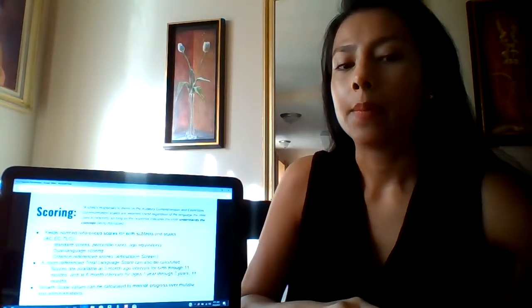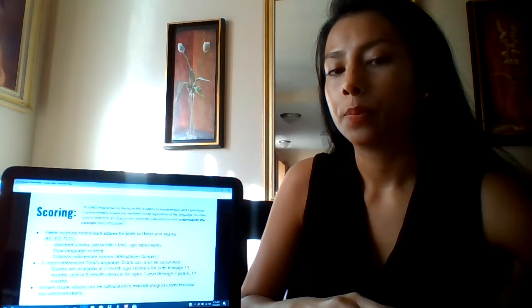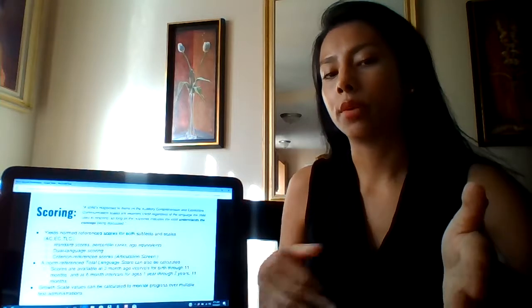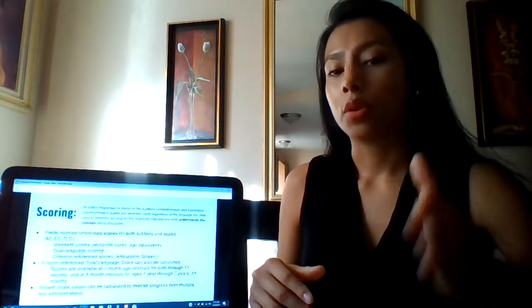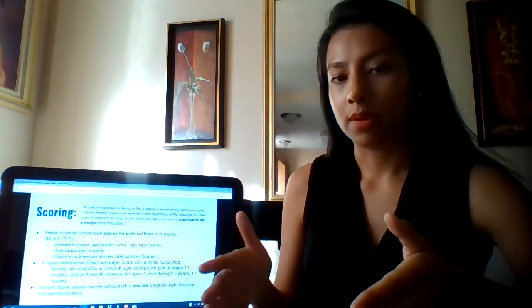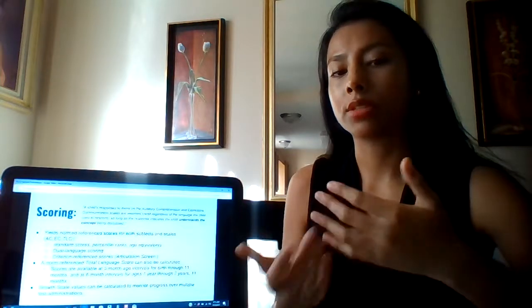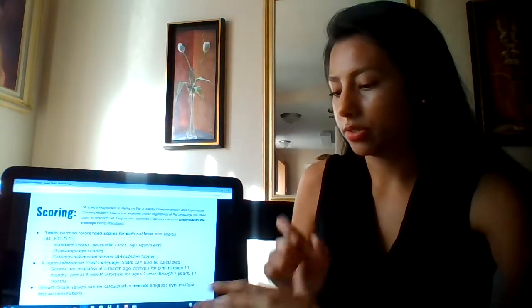So a norm reference score of the total language component can be calculated. They have 3-month intervals for those who fall between the birth to 11-month age range, and then those who fall between the 1 year to 7 years, 11 months age range, there's 6-month intervals. And then growth scale values can be calculated to monitor progress over multiple test administrations.